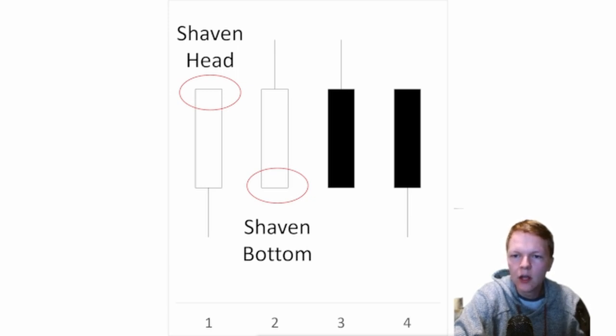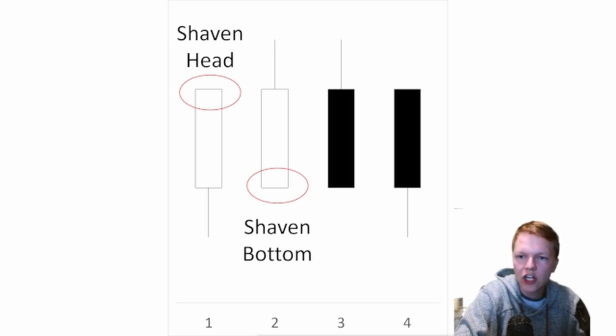price it closed at. When you pause to think about this, this is a very bullish thing for the stock to do. It means that people were willing to pay more and more all the way up until the last sale of the day. So in general, we can say that when a white or green candle has a shaven head, it is generally a bullish indicator.